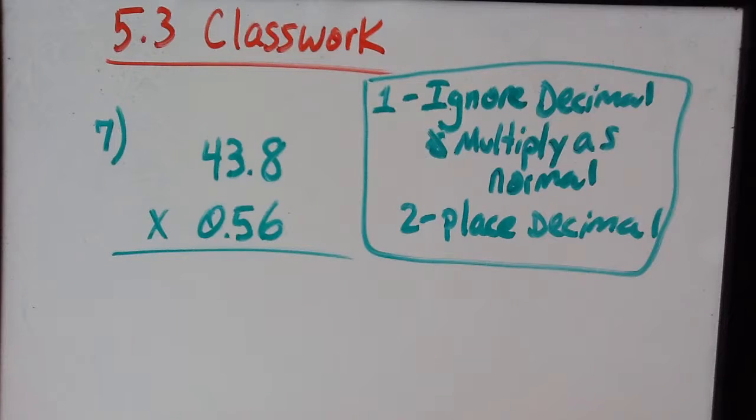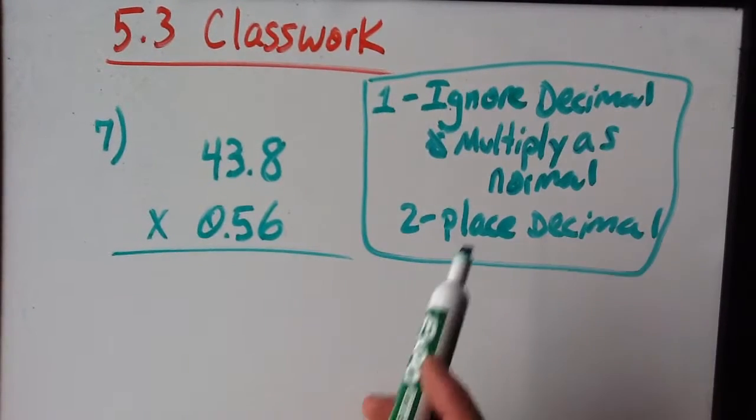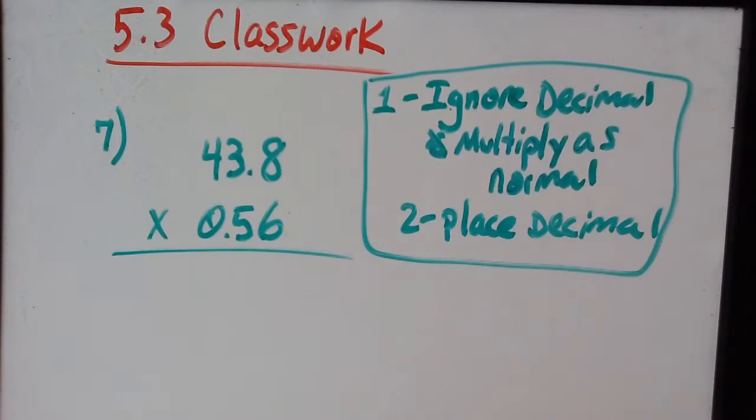Sixth grade, this is 5.3 classwork page. I'm going to do examples 7, 8, 9, and 10. Now remember, when you multiply decimals, you first ignore the decimal and multiply as normal. And then number 2, you place your decimal in your answer. So number 7, you have 43.8 times 0.56.